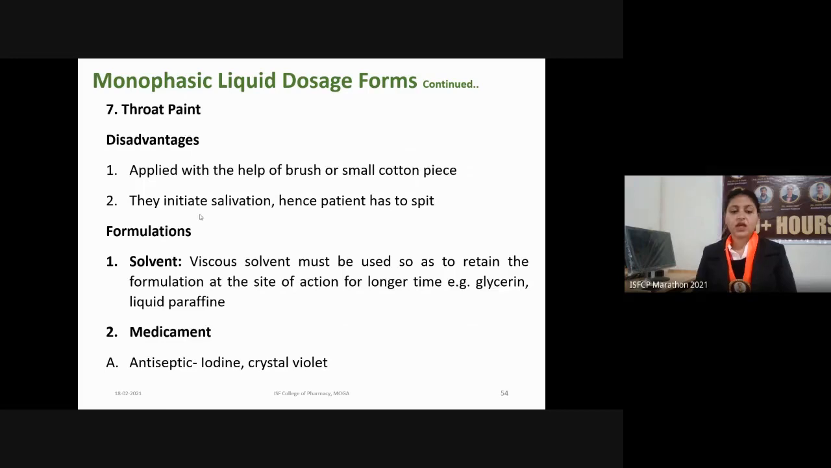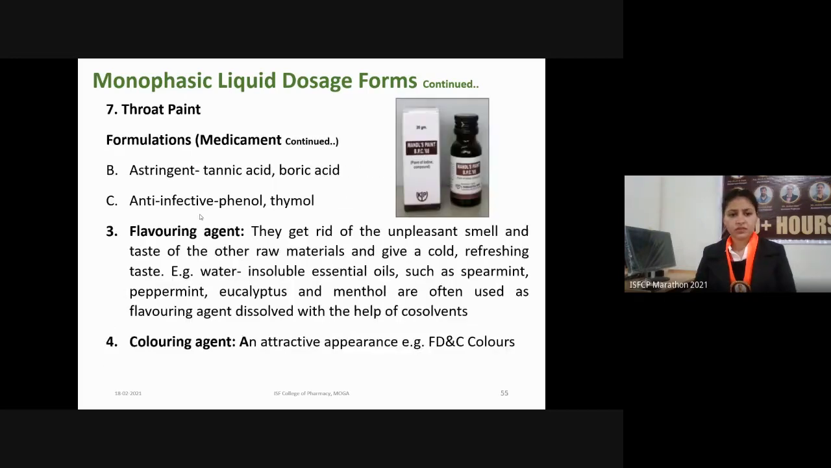For the formulation of the throat paints, we need a solvent. Viscous solvent must be used to retain the formulation at the site of the action for a longer period of time. So we use liquid paraffin or glycerine as a solvent. Medicaments that we use in the formulation of throat paints are antiseptics, iodine and crystal violet. Astringents, the examples are tannic acid and boric acid. Anti-infectives, the examples are phenol and thymol.